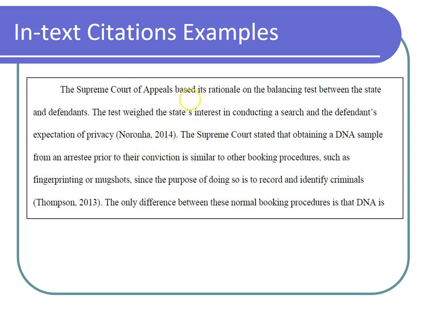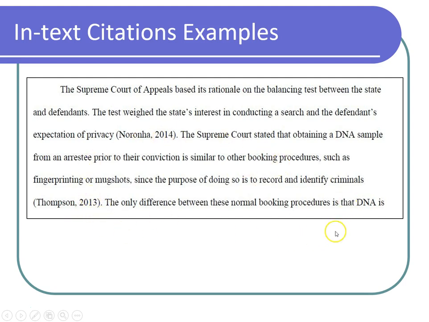Noronha, 2014. So that's the author and the year. And look where the period is. This is the important piece. Sometimes the students will put the period here. It needs to be over here. So even if you go down to the bottom here, the Supreme Court stated that obtaining a DNA sample from an arrestee prior to their conviction is similar to other booking procedures such as fingerprinting or mugshots, since the purpose of doing so is to record and identify criminals, and the author and the year, and then the period afterwards.